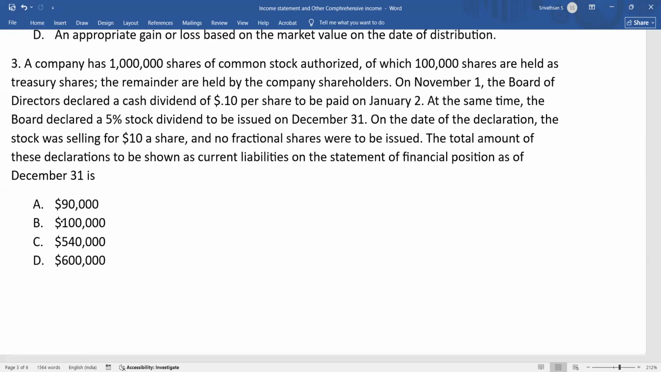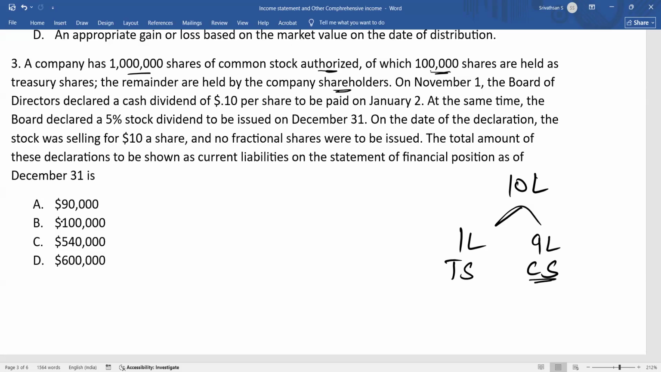Third question. A company has 1 million shares of common stock authorized, of which 1 lakh shares are held as treasury shares. So the total authorized shares of the company is 1 million shares, and the company is holding 1 lakh shares as treasury shares. Treasury shares are the shares owned by the company itself. The remainder are held by the shareholders. So out of 10 lakh shares, 1 lakh shares are treasury stock and the remaining 9 lakh shares are common stock. Common stock is the shares in the hands of the shareholders.